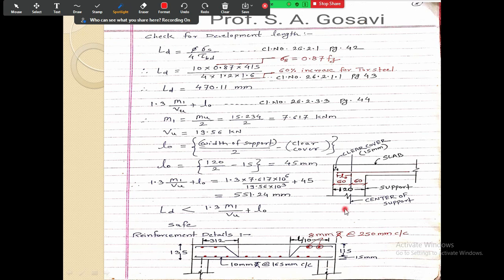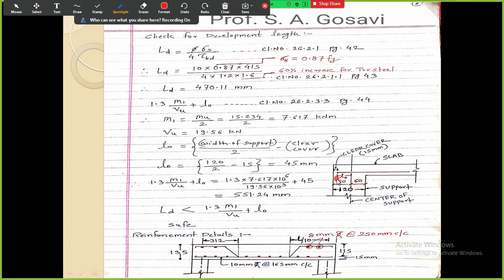How can we calculate this? If your support length is 120, and I want to calculate this L0, the axis of the support will be at the center. At the center means half of this 120. So it is 120 by 2, and if you subtract this clear cover of 15 from the left-hand side, what will remain? 120 by 2 minus 15. So it is 60 minus 15. So it will be 45. In this way this L0 is calculated. In this diagram it will be clear to you from where to where the distance L0 is measured.